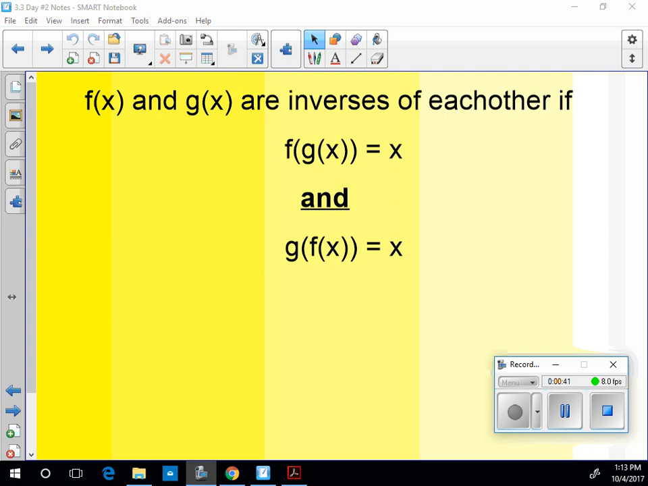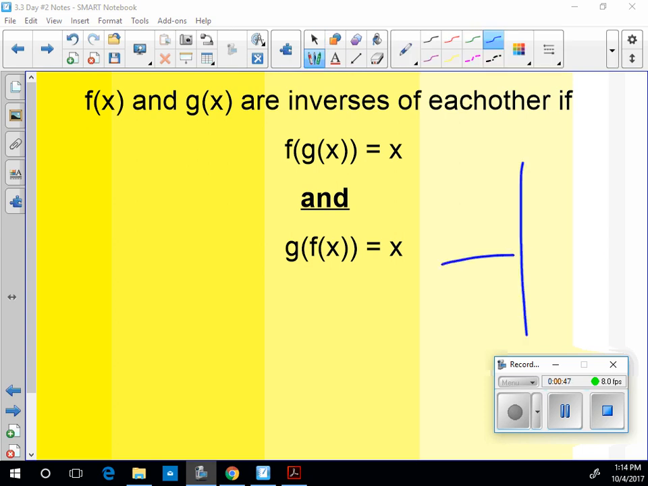It's pretty cool. Now, is it coincidental that we took two inverses and we reflected them over a line? And what was that line? Y equals x. Is that coincidental? I don't know.